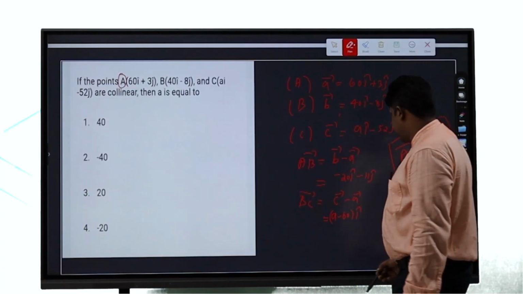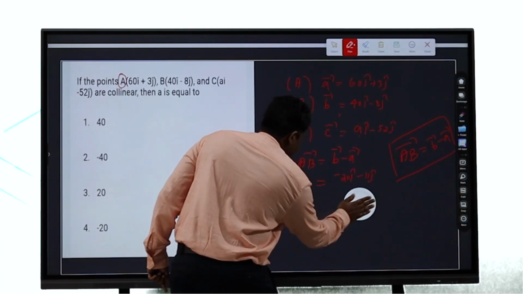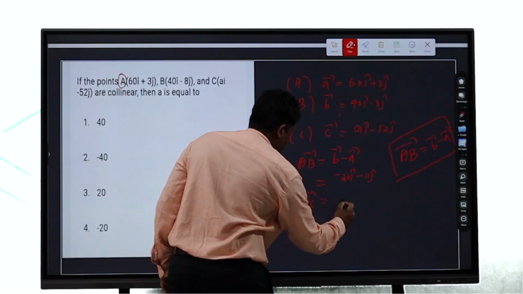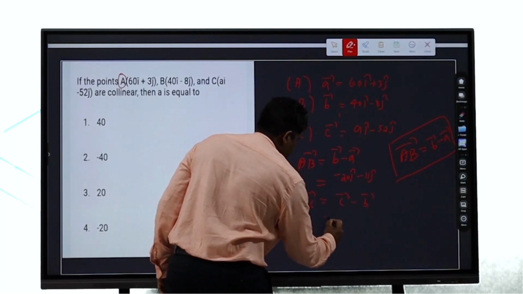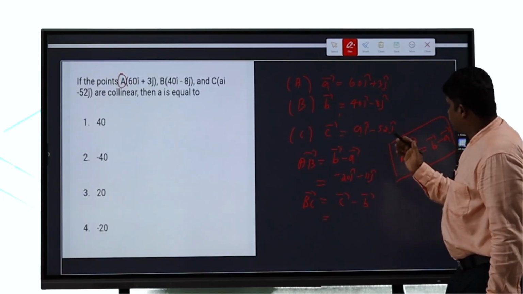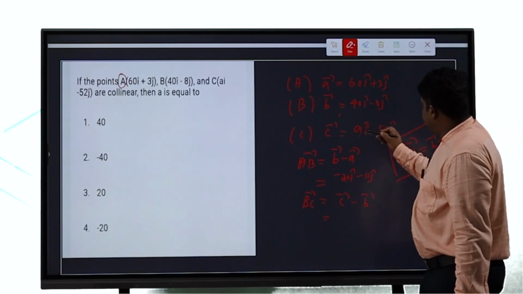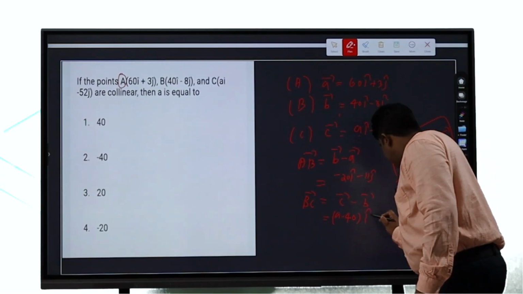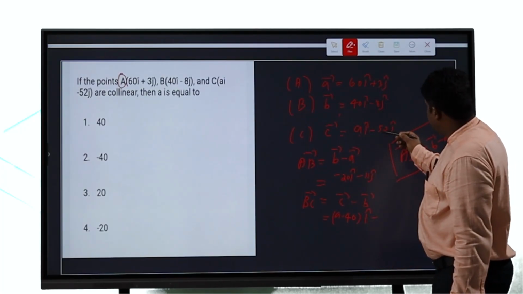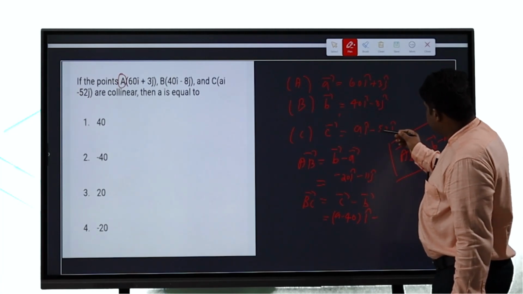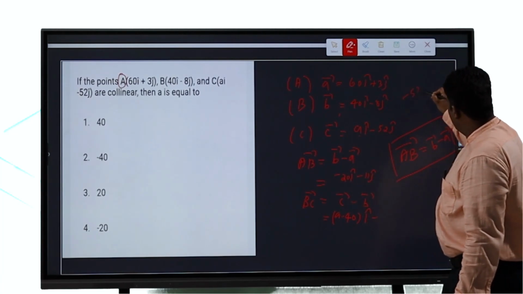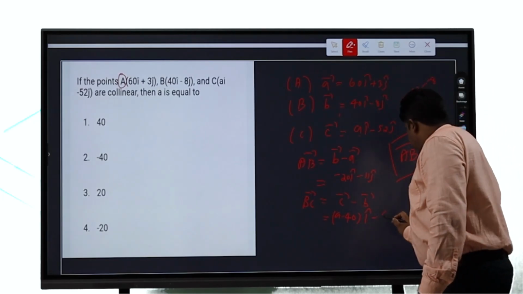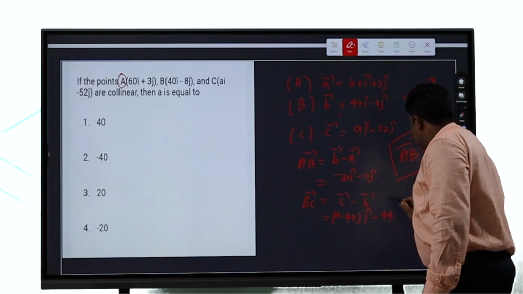BC vector, one second. BC vector is equal to the position vector of C minus the position vector of B. Then what is the position vector of C? ai minus 52j. Then a minus 40i. Then minus 52 minus minus 8, which is equal to minus 44j.